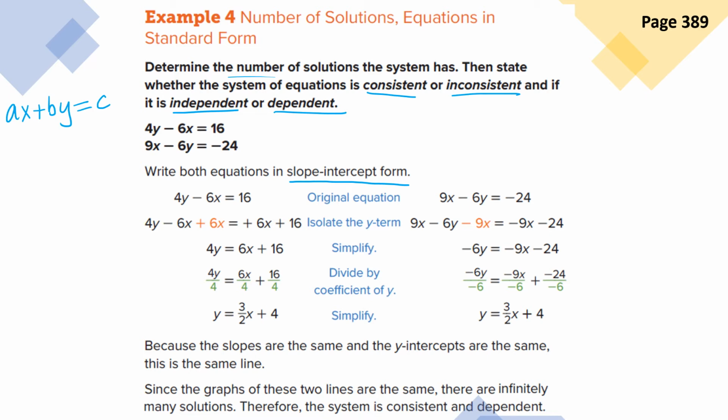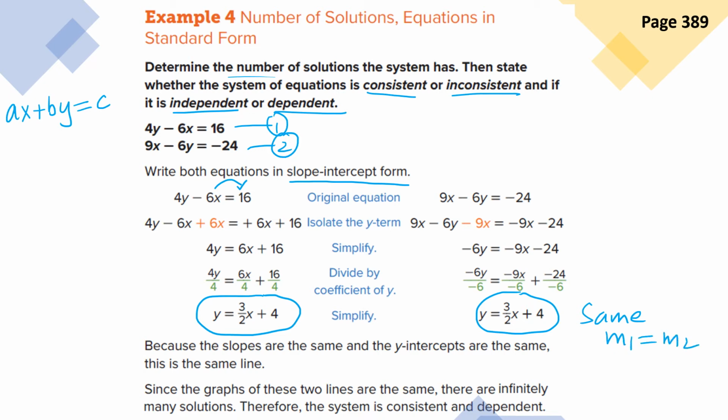So you convert it into slope intercept form by keeping the y here, moving the 6x on the other side. So the slope intercept of the first line is this, and the slope intercept of the second line is this. Now you look at both the equations, both are the same. So when both equations are exactly the same, that is m1 is equal to m2 and b1 is equal to b2, then both will have the same graph or the same line.